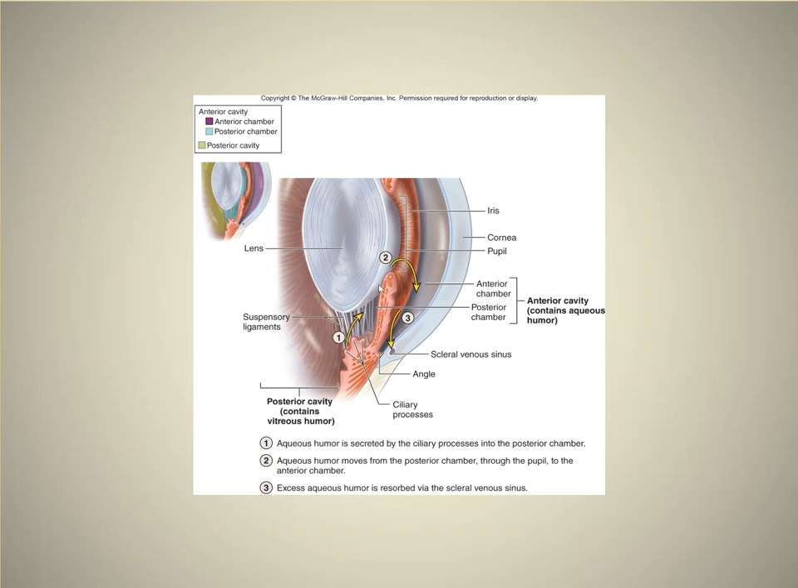And this circulation happens 24/7 all the time, and the problem is sometimes these sclerovenous sinuses get clogged up for some reason, do not allow the aqueous humor to be reabsorbed. It builds up, causes pressure in the eye, and this is glaucoma, which is completely preventable, but yet is still the most common cause of blindness.